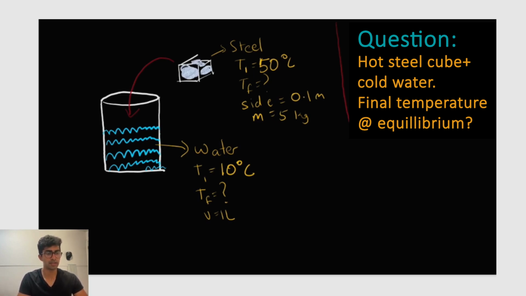So we do know that when steel is dipped in the water, the temperature of water will rise up and steel's temperature will decrease. Ultimately, the equilibrium temperature will be somewhere between 50 and 10 degrees Celsius. Now, what is that temperature? That's what we got to find, right?